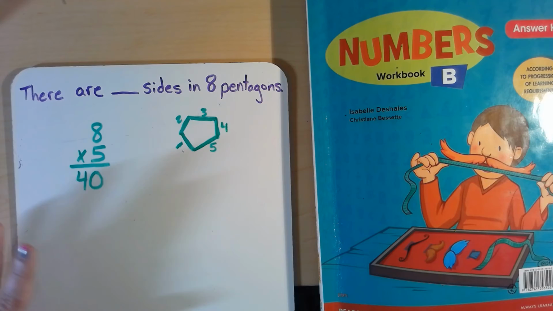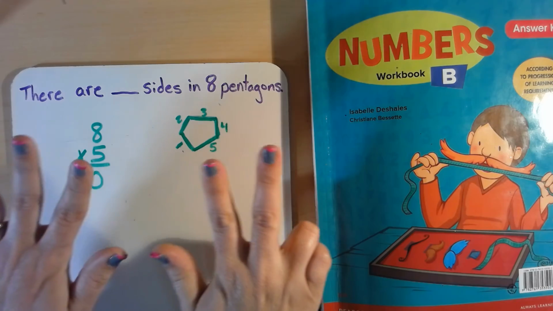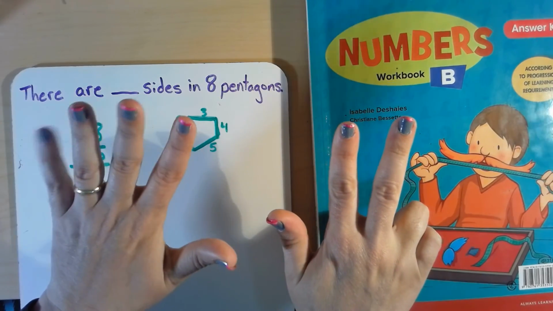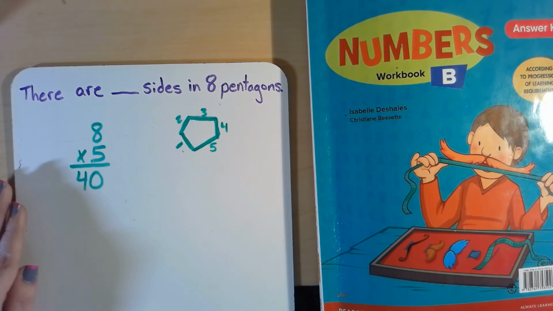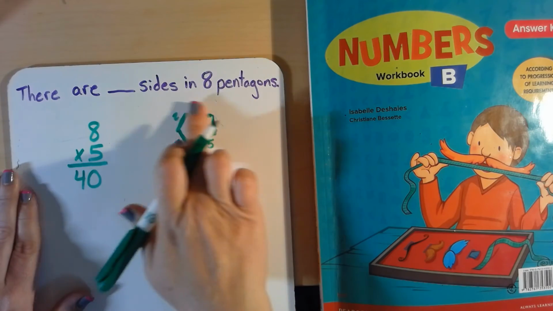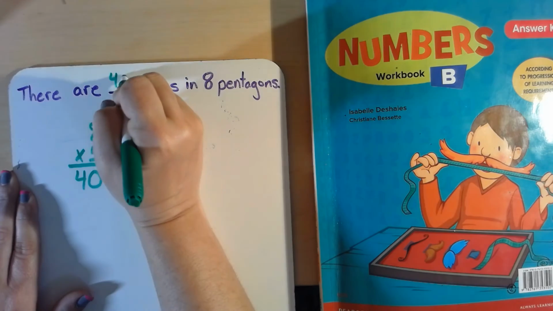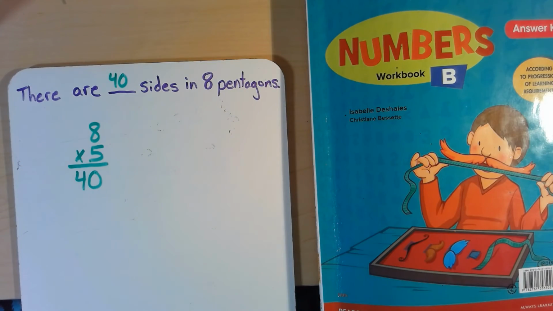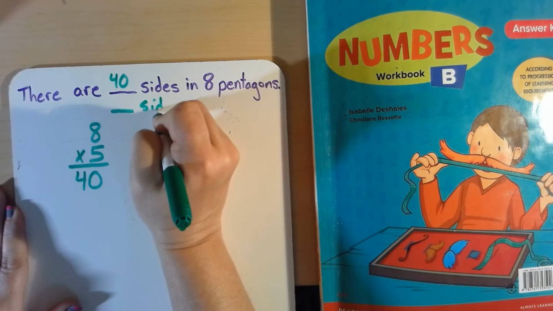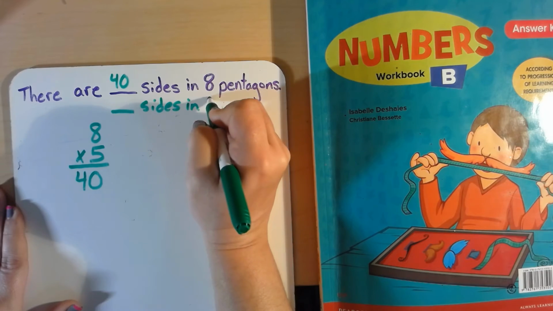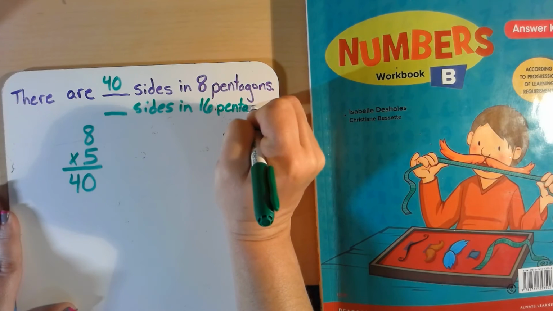If you don't know that, you can count on your hands by 5s until you get to 8 fingers. So here are 8 fingers, so I can go 5, 10, 15, 20, 25, 30, 35, 40. 8 times 5 is 40. You're right. There are 40 sides in 8 pentagons. What if I asked you how many sides in 16 pentagons?